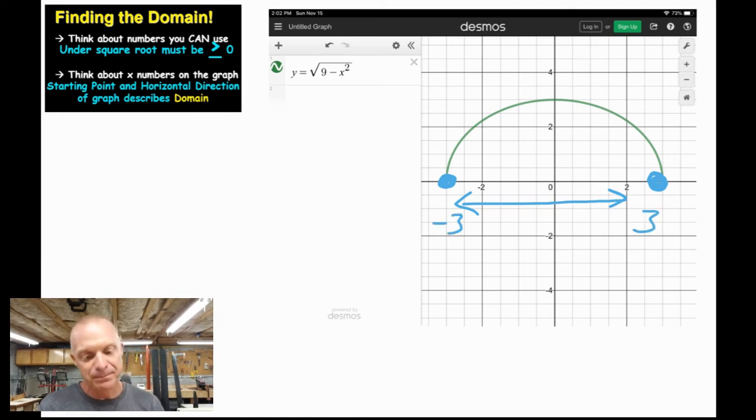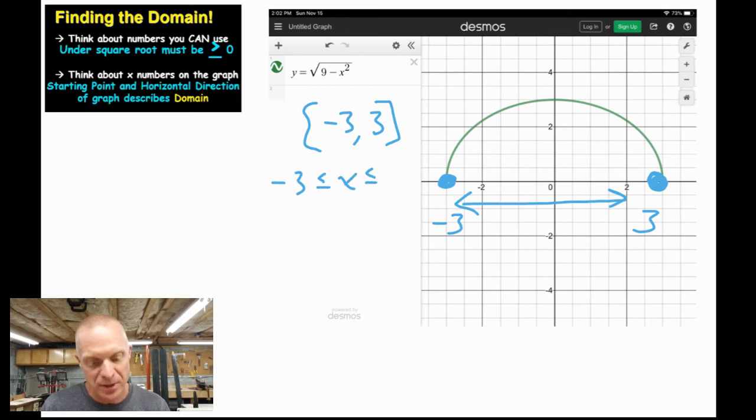So my domain is going to be between -3 and 3. And I can write that answer using interval notation if I want to, or I could write that answer using inequality notation, in this case, a compound inequality. All right, so looking at a graph, thinking about its starting value, in this case, even its ending value.